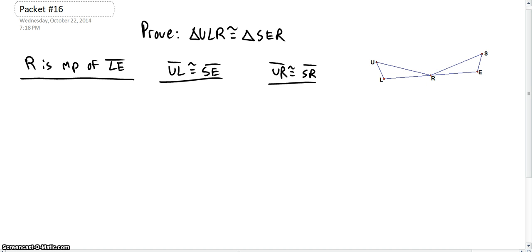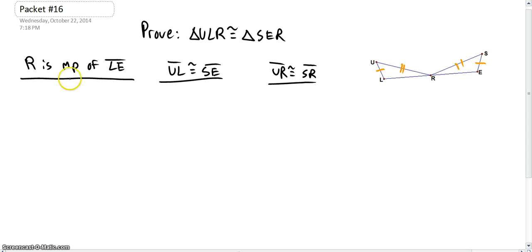So I bet you can see what I should do first is mark my givens. R is the midpoint of LE. We know that's going to give us congruent segments LR and RE, but I am not going to mark those yet because we do not actually have them until we prove them. We do have that UL is congruent to SE and UR congruent to SR.